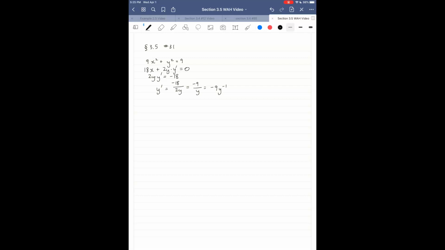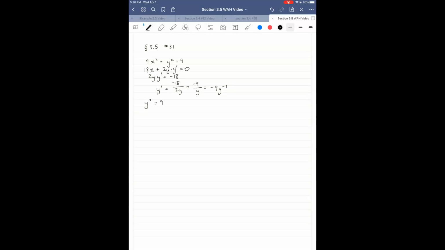The next thing we're going to do is take the derivative of y prime to get y double prime. In this case, it doesn't really matter how you look at it. If you looked at y prime as negative 9 over y, then you could use the quotient rule with that. If you look at it as negative 9y to the negative 1, then you could use the power rule.